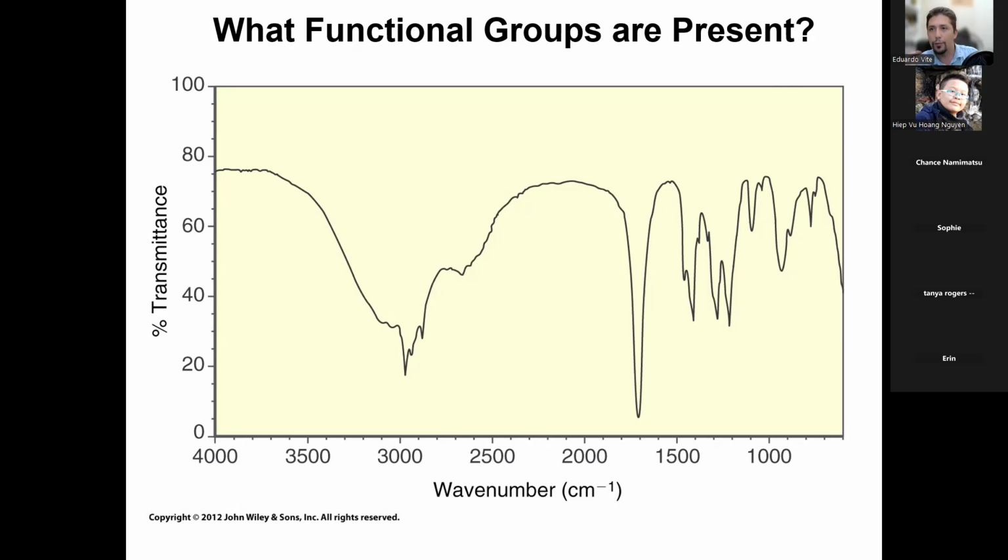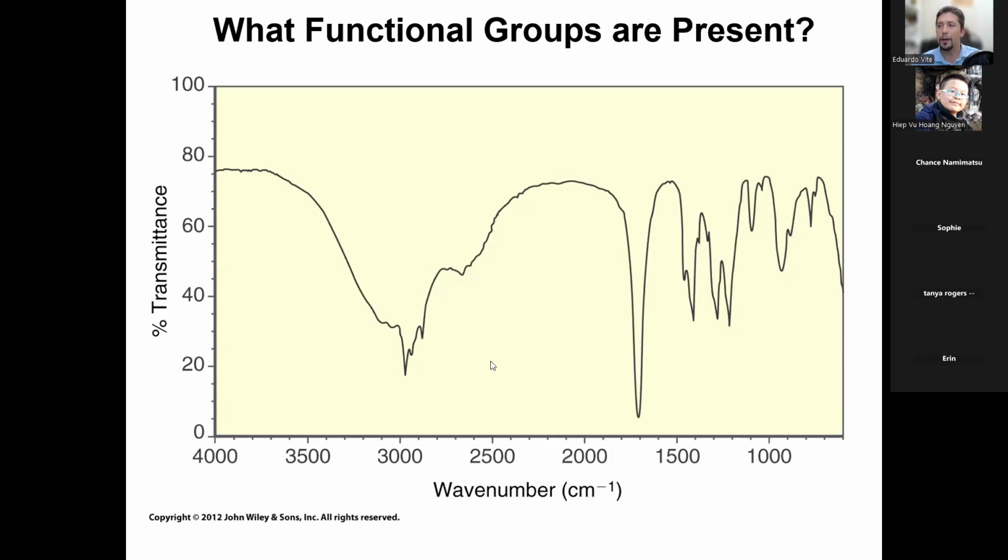Alrighty. So what functional groups are present here? Okay, I already have an answer. Make sure that if you're answering on the chat that you can message everybody, because if you message me directly, nobody else can see your answer. And Tanya said audio cut out.